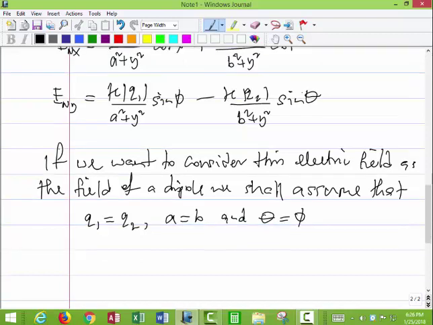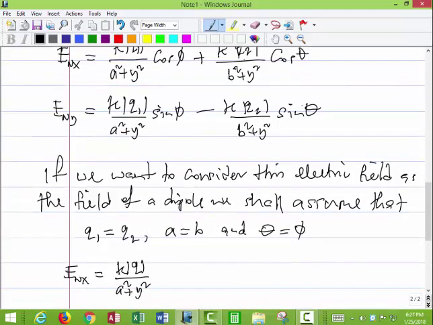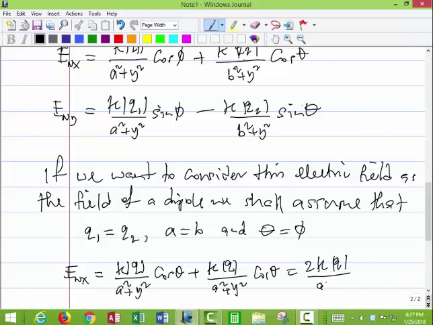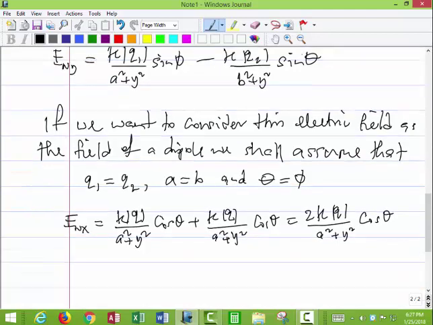So in that case, we can now compress our formula for E in the X direction to be equal to K, and let's say Q is just a general charge. So since we're saying Q1 equals Q2, we can just say Q is a charge, and divide that by A squared plus Y squared, and then let's use theta, so we have cosine theta plus KQ over A squared plus Y squared cosine theta. So this gives us 2KQ divided by A squared plus Y squared cosine theta. That would be the electric field along the x-axis.